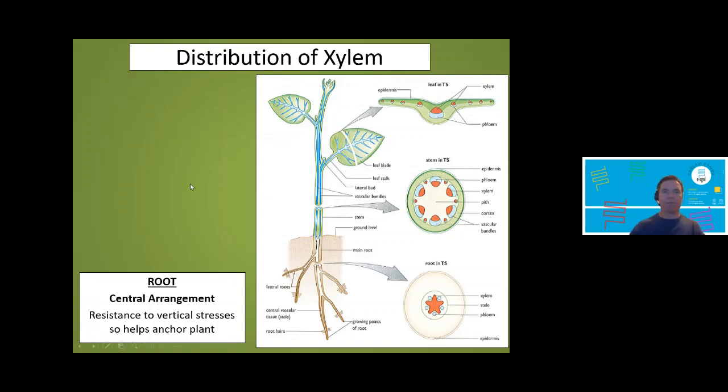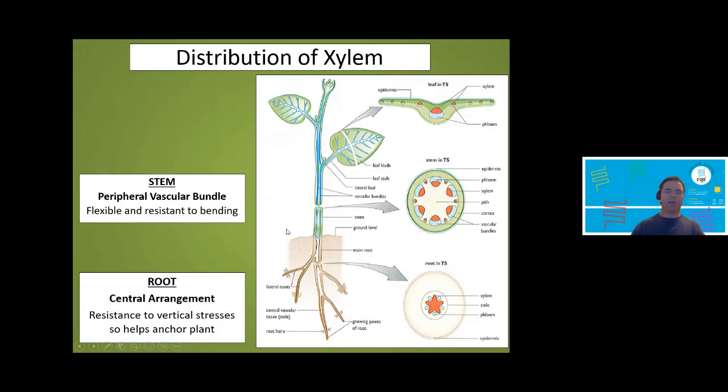Now, when you move up to the stem, it's got an arrangement which we call a peripheral arrangement. There's a peripheral vascular bundle. A vascular bundle consists of both xylem and phloem, but again, we'll focus on the xylem. You can see that it's a peripheral arrangement, around the outside of the stem. And the reason for that is that by having that arrangement, it makes the stem more flexible, more resistant to bending. And that's obviously a stress that a stem would have to deal with, as opposed to a root.